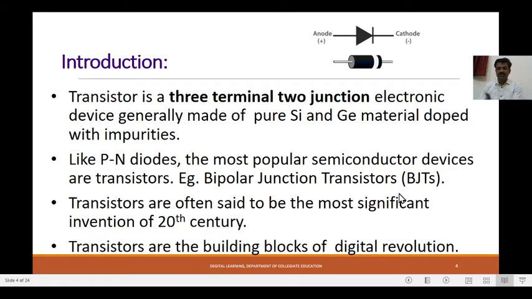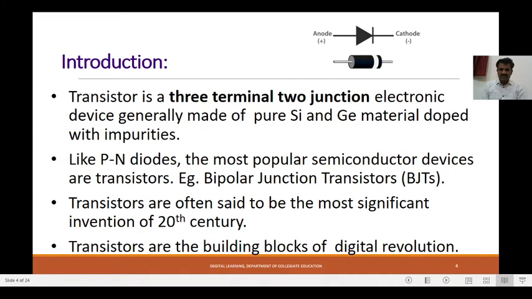In FETs there are multiple types: the junction field effect transistor, JFET, with N channel and P channel types, carrying electrons and holes respectively, and the metal oxide semiconductor field effect transistor, termed MOSFET. There are a huge number of devices, but let's concentrate on BJTs for this session.